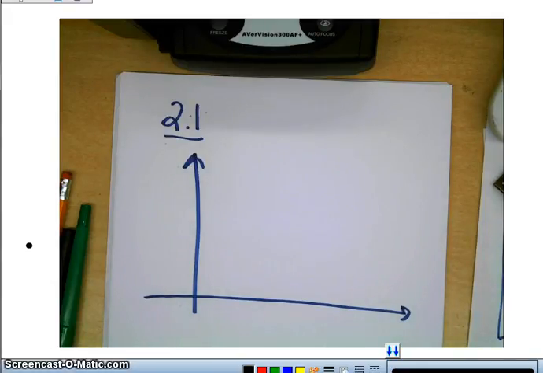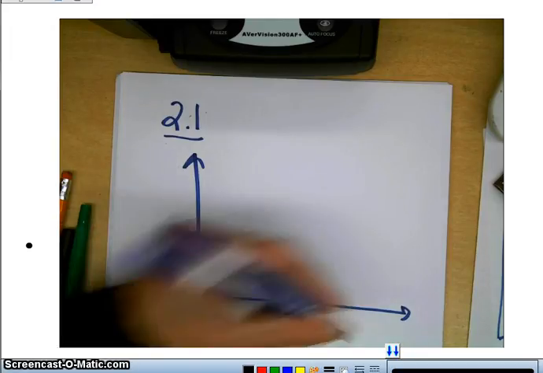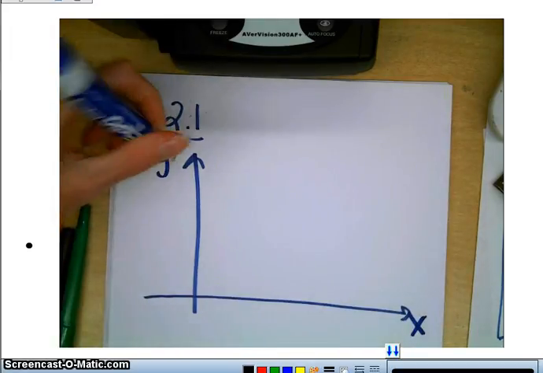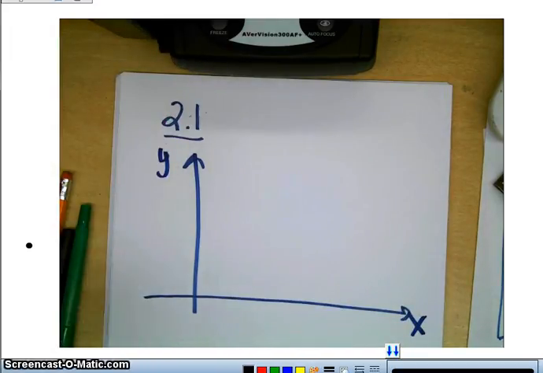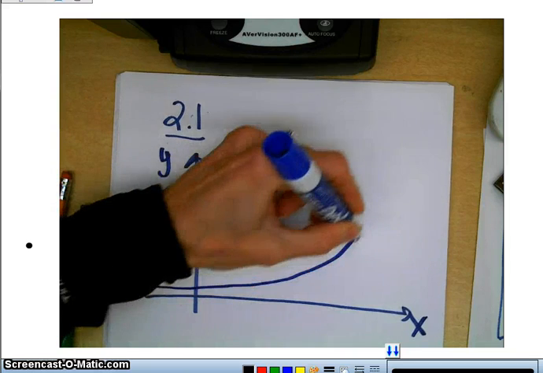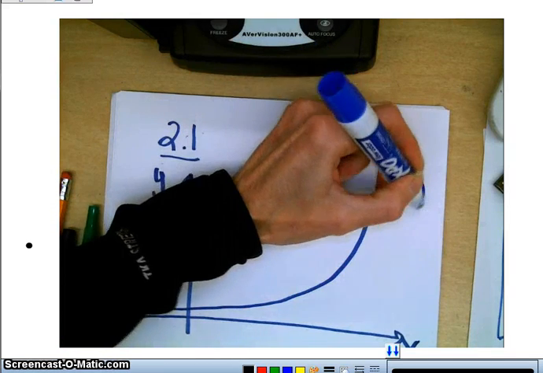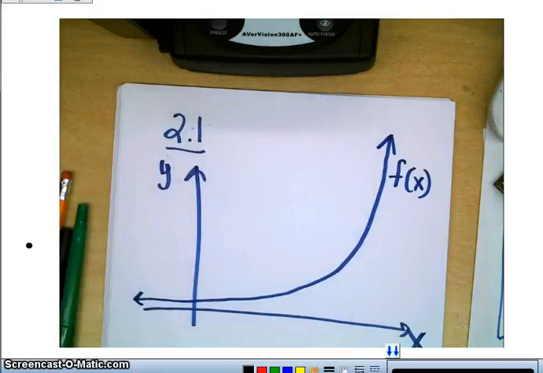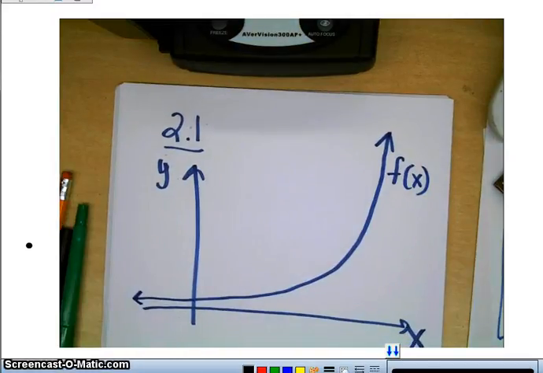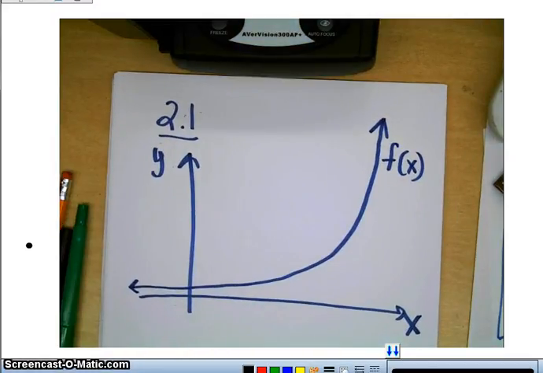There's my picture. Okay. This is my x-axis, this is my y-axis, and I'm going to draw a very general function here. This is what my function looks like. It's called f of x. And it could be g of x, or it could be any old function.